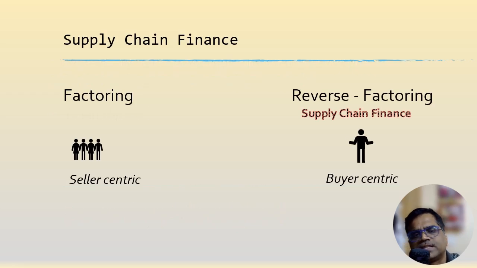So supply chain finance, I mean, there are two things. One is factoring and the other one is reverse factoring. Reverse factoring is what is better known as supply chain finance, while factoring is seller centric. The reverse factoring is buyer centric. And in the coming slides, we will try to understand why it's buyer centric, why this is seller centric, why it is called supply chain. All those will get answered in the subsequent slides.